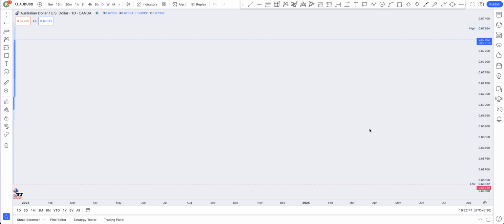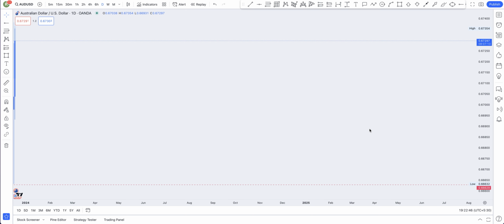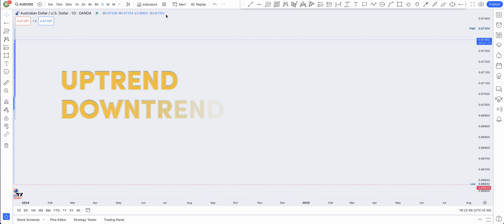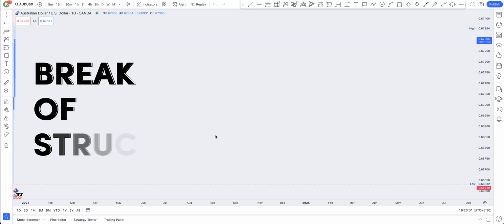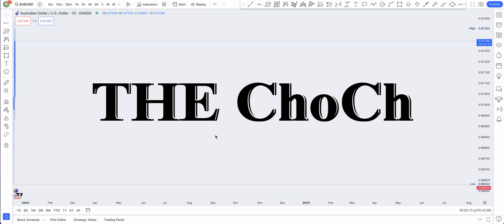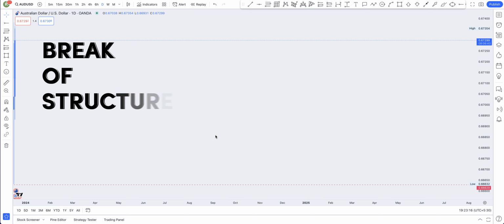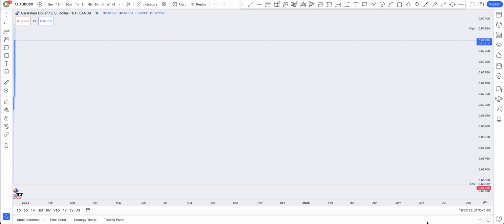And in today's lesson, what I'll be talking about is the types of breaks we have. So when it comes to market structure, which I have already taught, we talked about the uptrend, the downtrend, and the consolidation. Now when we are looking at a price that is moving up or a price that is moving downwards, that is an uptrend and a downtrend, we have something we also call a break of structure, which I already talked about. So after the break of structure, we also have another break which we call the choke. So when it comes to the break, we have different types of break, which is the break of structure and the change of character, which is the choke. Without wasting much time, let's dive right in.